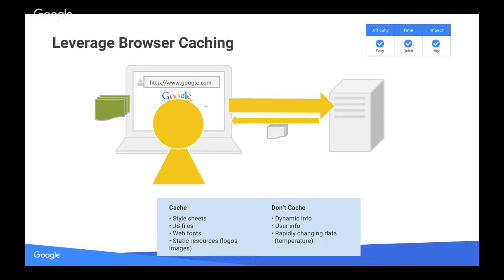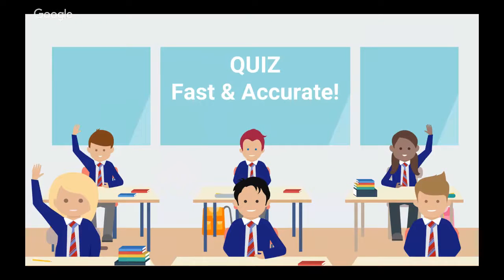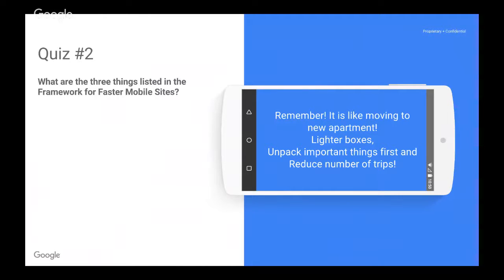So that's another quiz. Fast and accurate. It's time for another question. This time the question is, what are the three things listed in the framework for faster mobile sites? Let me repeat. What are the three things listed in the framework for faster mobile sites?